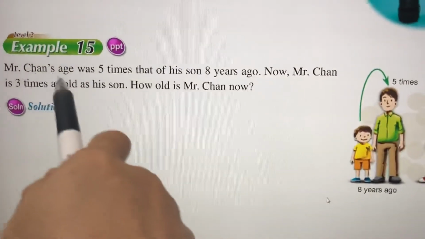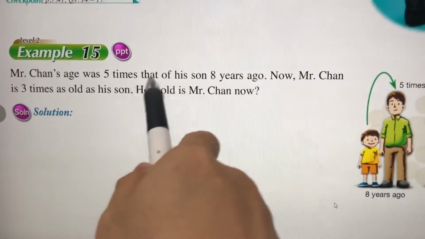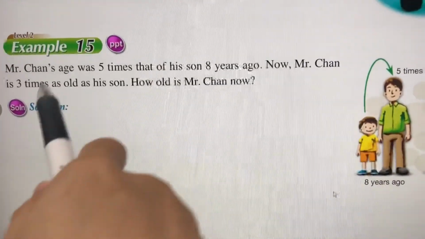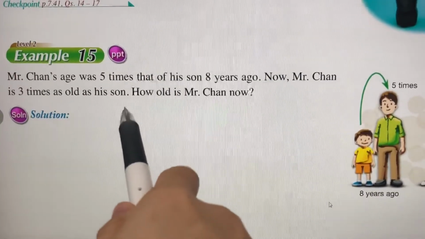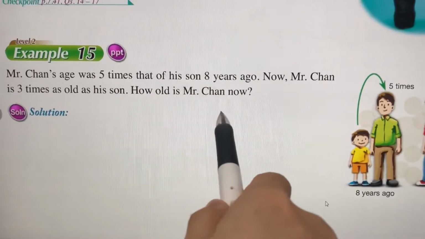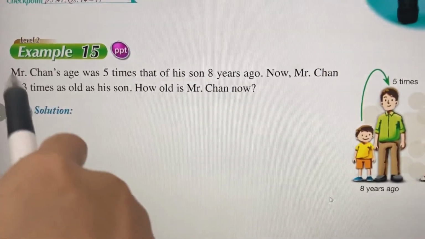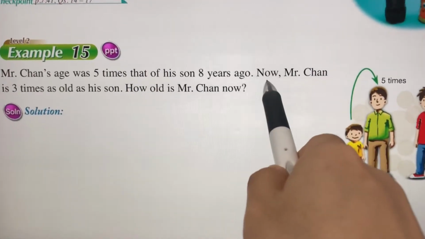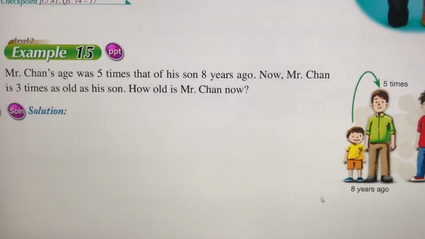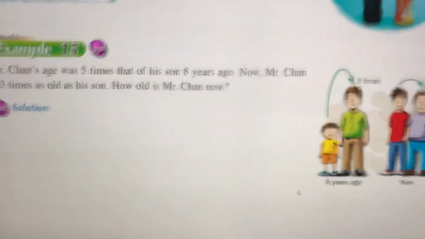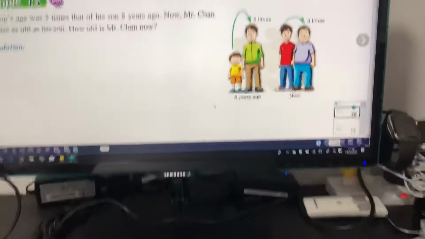Mr. Chan's age was 5 times that of his son 8 years ago. Now, Mr. Chan is 3 times as old as his son. How old is Mr. Chan now? Here you can see there are two sentences. The first sentence talks about 8 years ago. The second sentence talks about now. Finally, you should find the age of Mr. Chan.